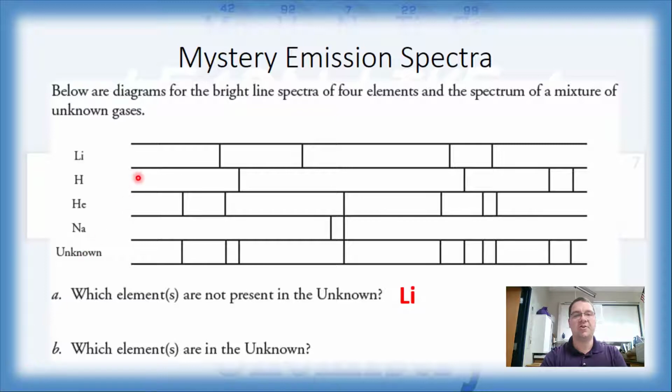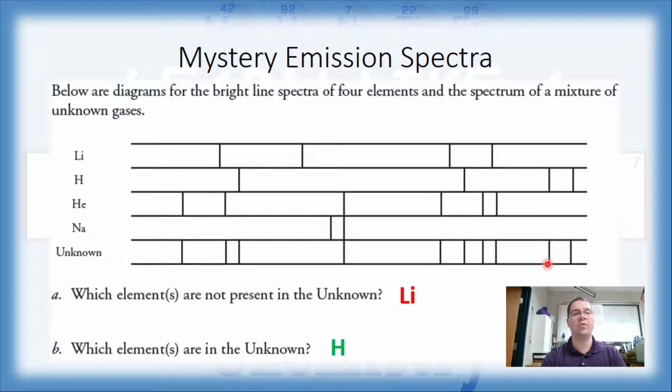If we look at hydrogen, if you remember, it had 4 spectral lines. And if we look, each of those spectral lines does appear to be present in the same location as the unknown. So because all of those spectral lines for that element match, we can conclude that hydrogen is present in our unknown. But notice there are other spectral lines in that unknown, so it indicates that hydrogen is not the only element present.